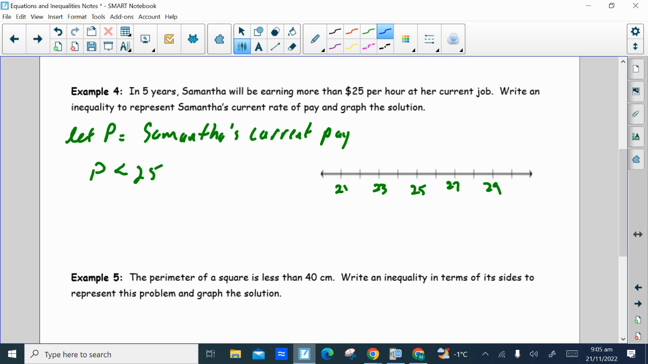And so our dot in this case will be open on the 25 because it's less than 25, not equal to. And again, we'll have a line going off to the left. It can be any dollar value less than 25. It could be $24.99. That's possible.